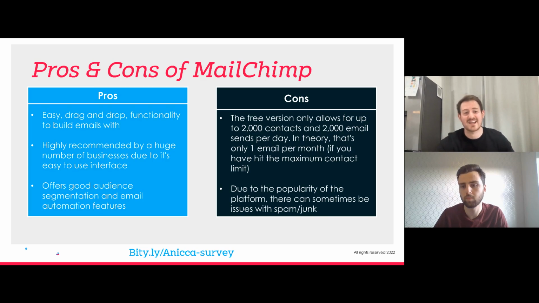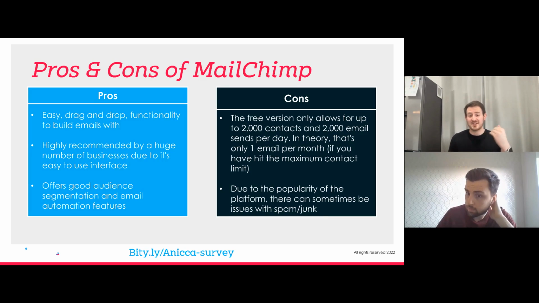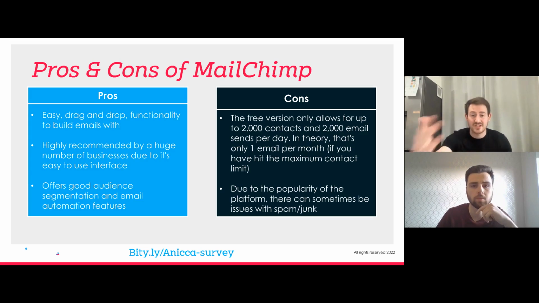Mailchimp has some fantastic drag and drop functionality, which means it's really easy to build emails with. It's highly recommended by a huge number of businesses. I'd also say that a majority of businesses potentially use Mailchimp, especially smaller businesses, because of how easy it is to use, and also the fantastic audience segmentation and automation features it offers. It does have a free version. The free version is quite limited. It only lets you grow your list of contacts so far, but that's a small price to pay for having a free trial still.